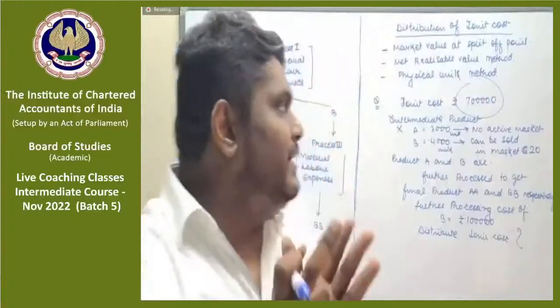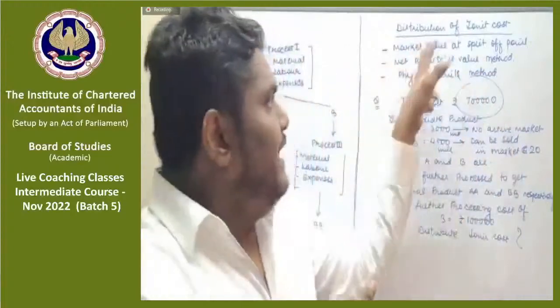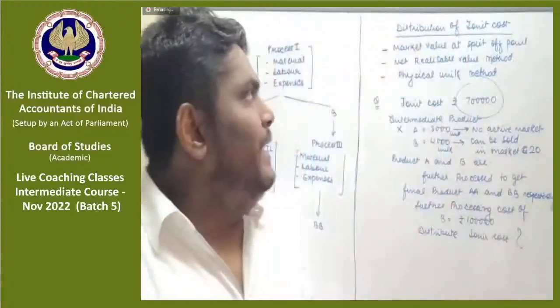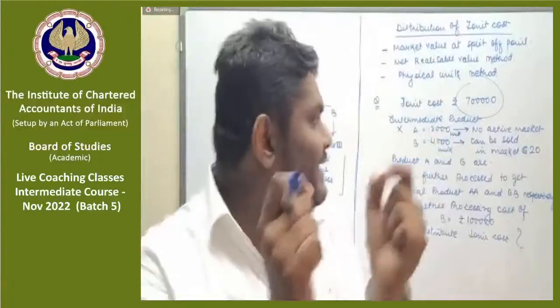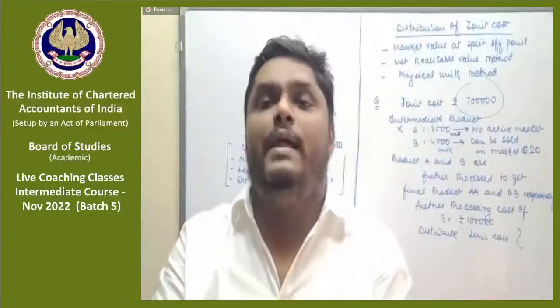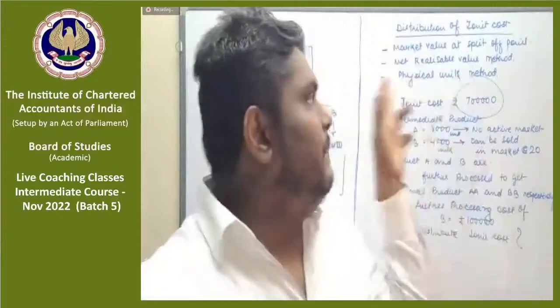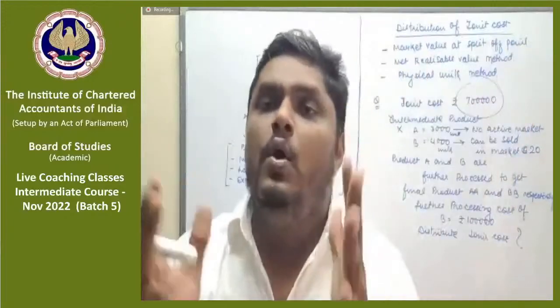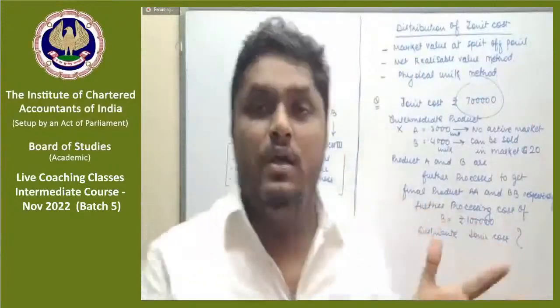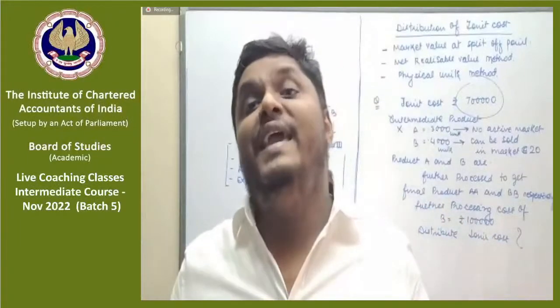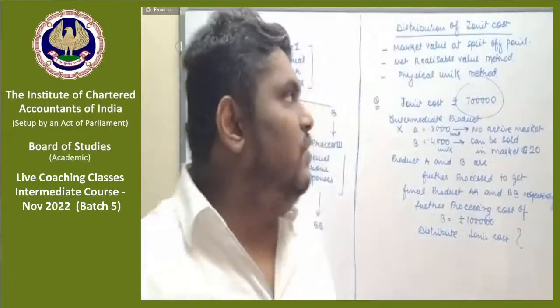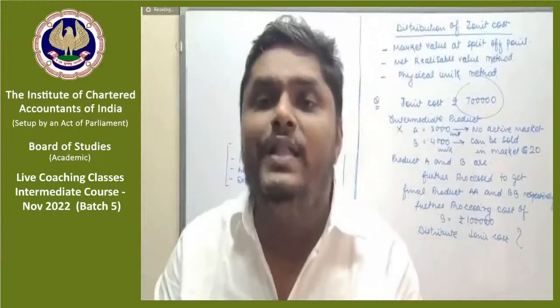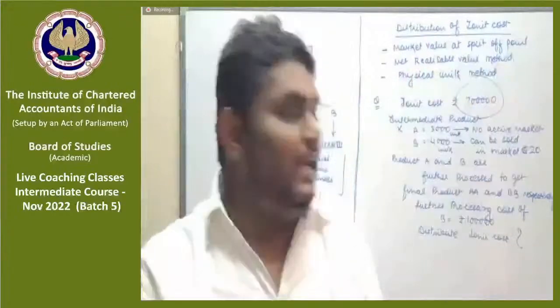So my point is, I repeat again, why we cannot apply this method? Very simple, because product A cannot be sold in the market. Second, why we cannot apply net realizable value method? Very simple guys, because the further processing cost of A is not given in the question. So we are left out with no other option but to apply physical unit method.